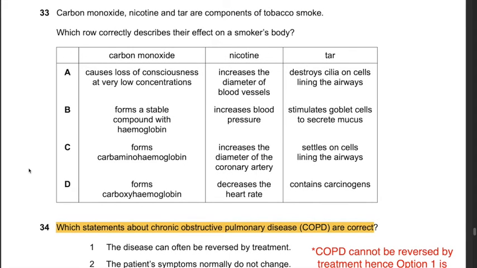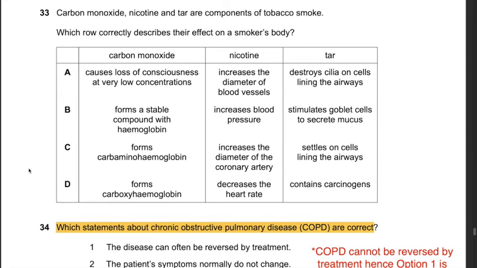Question 33. Carbon monoxide, nicotine and tar are components of tobacco smoke. Which row correctly describes their effect on a smoker's body? Carbon monoxide forms carboxyhemoglobin, a stable compound with hemoglobin. Nicotine leads to various effects. It increases the blood pressure. It also increases the heart rate. It leads to constriction of blood vessels. And it also makes the platelets sticky. Tar leads to stimulation of goblet cells, releasing more mucus. And it destroys the cilia lining the airways.